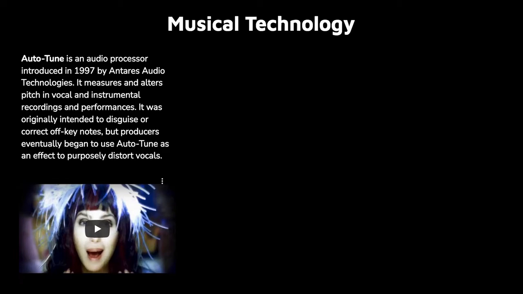Here's a little sample. This is from a song by Cher, and if you know Cher, you know she doesn't need help hitting the right notes, so this was really just used to change the sound of her voice. And this song came out in 1998, so this was one of the first uses of Auto-Tune in popular music. Let's listen for a minute.